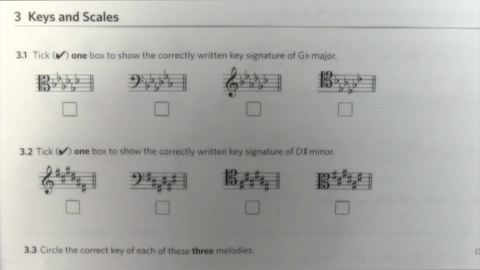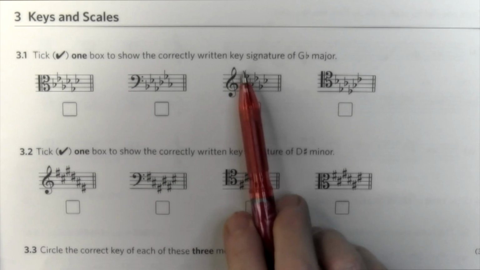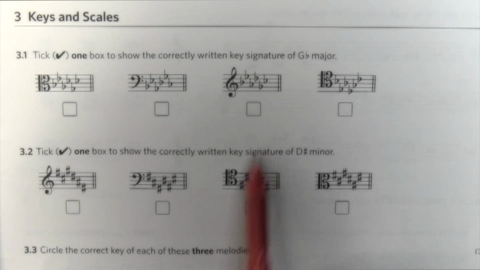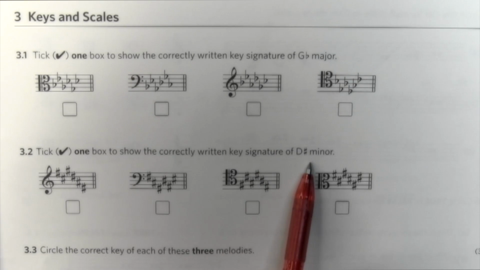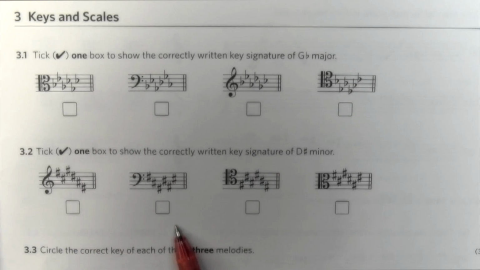In these first 2 questions, we need to tick the box that shows the correct key signature of G flat major and D sharp minor, choosing it from the given options. To answer this one again, please go and watch my videos relating to key signatures, where I say everything you need to know about key signatures and how to be always right in your answers.